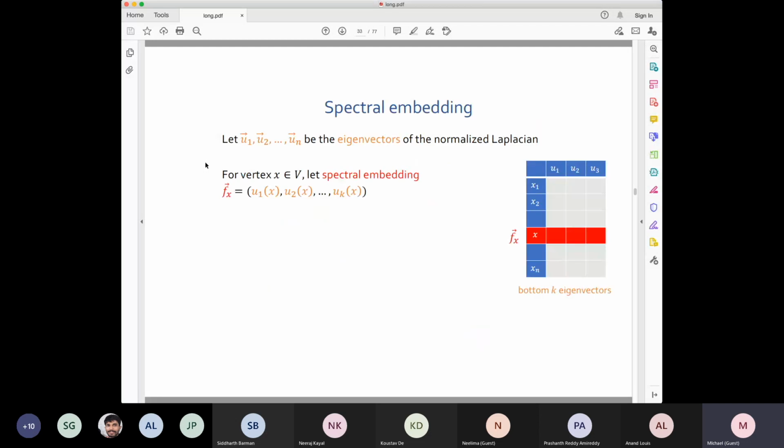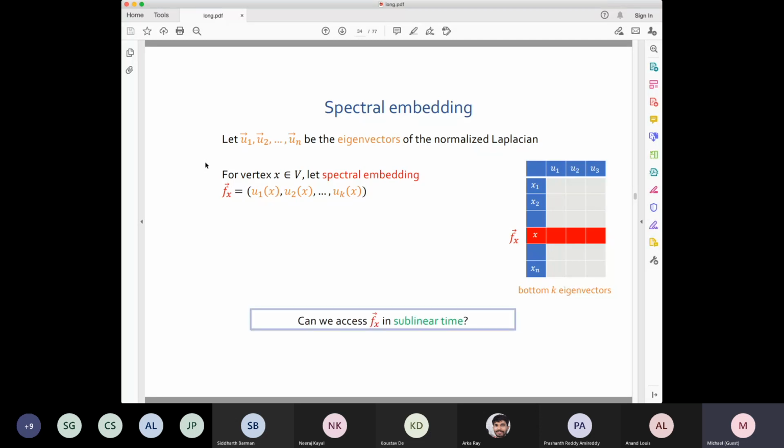Let me get to our main result. Again, let me formally define the spectral embedding for you. Let u1, u2 through un be the eigenvectors of the normalized Laplacian of our graph. Here they are stacked in a matrix. For a 3-clusterable graph, you see 3 columns of this matrix, u1, u2, and u3, and the rows of the matrix are indexed by vertices in the graph. For every vertex x in V, the spectral embedding of x is denoted by f sub x, and this is nothing but the xth row in this big matrix.